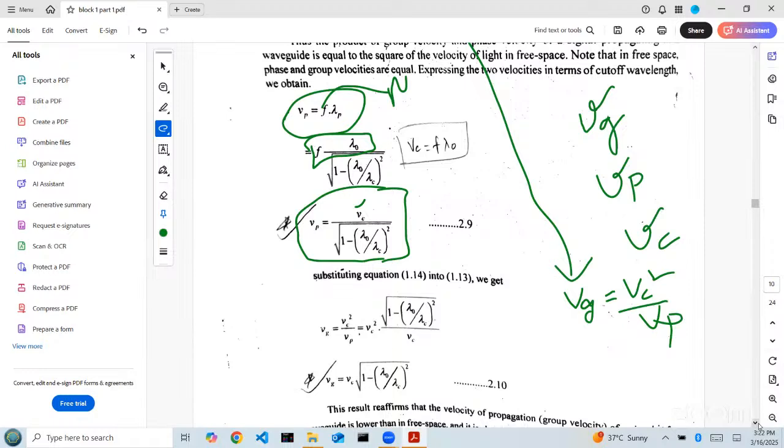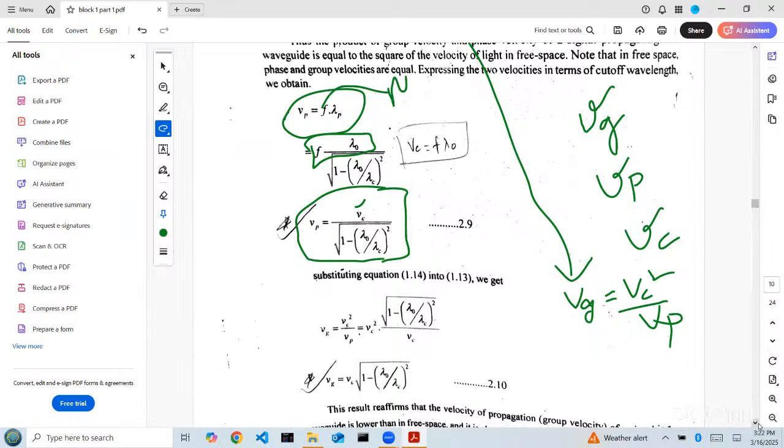Let us recall once again what we discussed. First, how to start this answer? In total, three velocities are used in this derivation: group velocity Vg, phase velocity Vp, and velocity of light Vc. First write the equation of Vg. Next write the equation of Vp. Multiply those two. We will get Vc square. Vg into Vp equal to Vc square. So we have to calculate Vp first separately, then calculate Vg separately.